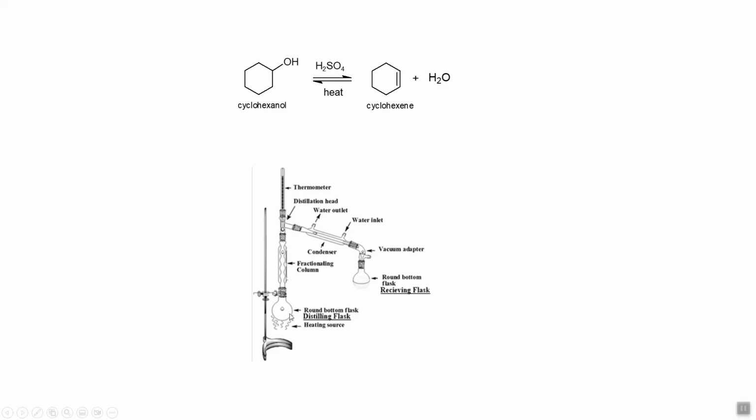So you want to put 3 to 5 boiling stones in here. That just helps prevent bumping, which is very important. Basically it bumps, it boils and it pops up into the fractionating column, and that causes all kinds of messes, and we don't need that. So let's just put some boiling stones in there, and then we don't have to worry about it.